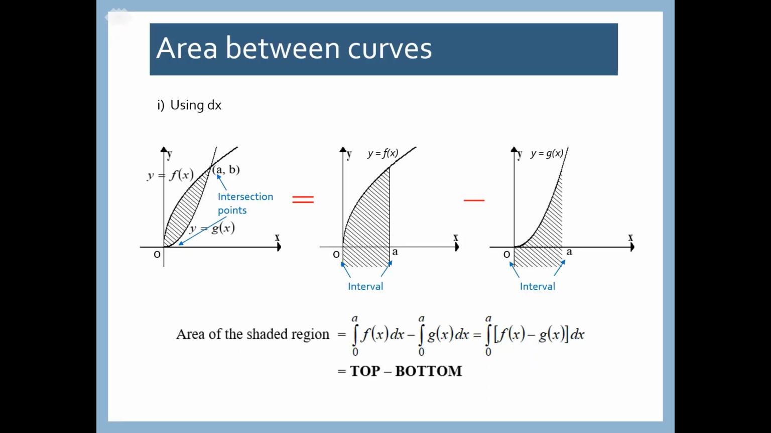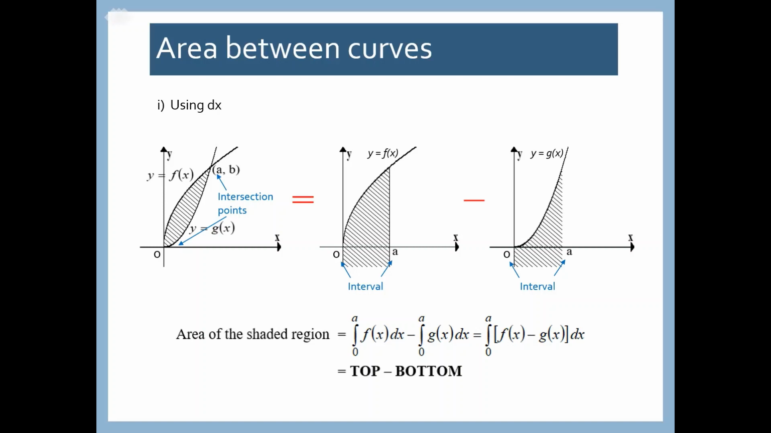Next, we are going to find the area between the two curves. There are two cases that we are going to look at. The first case is we want to determine the area between y equal to f(x) and y equal to g(x). Take a look at the following graph to get an idea on the area that we need to find. To find the area, first you need to find the intersection points between the two curves. The intersection points will be used as the interval of the integration.